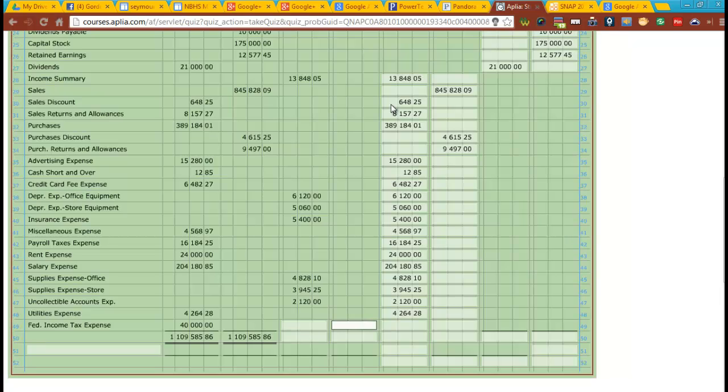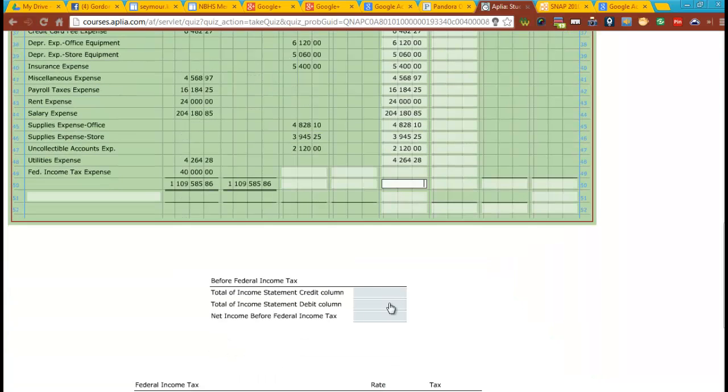Now, I am not putting in the $40,000 for federal income tax. I'm leaving that blank. Okay? What you have to do is you have to add up your income statement debit column. Do not put it right here. What I want you to do is I want you to scroll down and I want you to put it here.